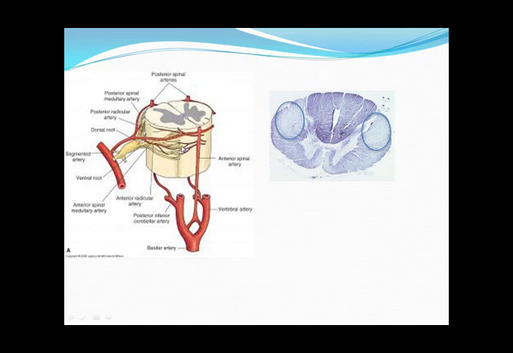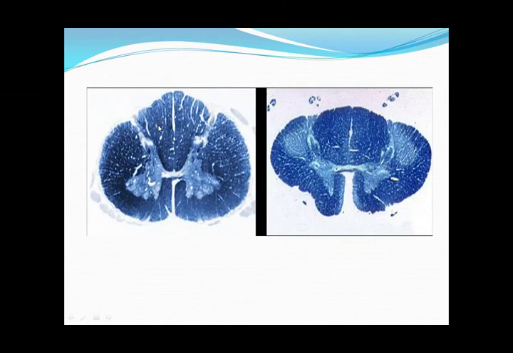Blood supply, to know about the blood supply is very, very important. These are the arteries, which are small branches coming from the different arteries, like from the aorta and the vertebral arteries. They form the segmental vessels and then divide into anterior and posterior. Anteriorly we have a single artery, the anterior spinal artery, and posteriorly we have two spinal arteries. These are the arteries which are supplying the spinal cord.